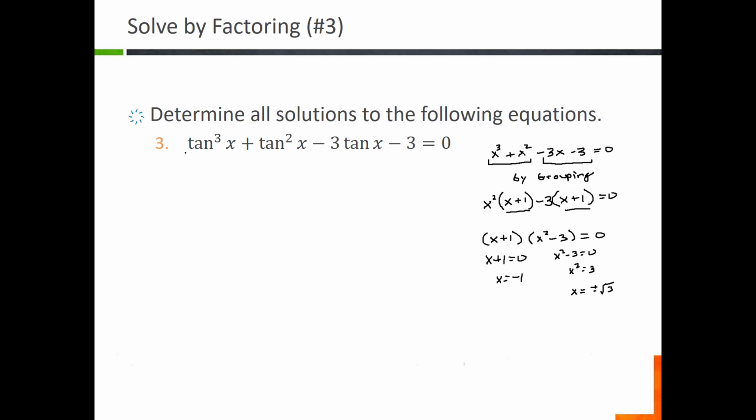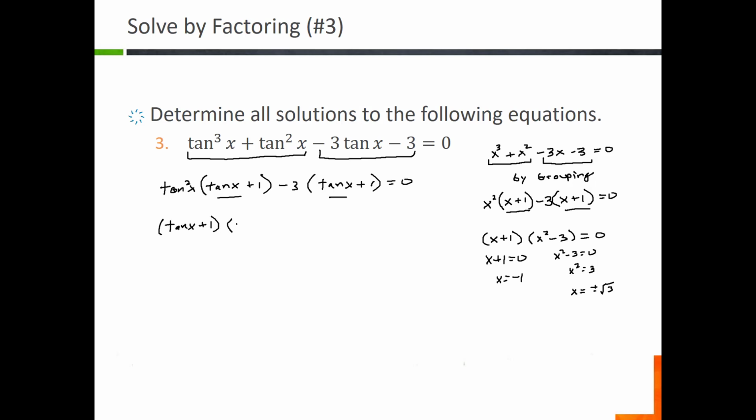So we're going to group the tangent cubed and the tangent squared, and then we're going to group the negative 3x minus the 3. So we're going to pull out a tangent squared x, which leaves a tangent x plus 1. And then we're going to pull out the minus 3, which is going to leave another tangent x plus 1, still equal to 0. Both of these terms now have a tangent x plus 1, so we're going to pull that out front. We have a tangent x plus 1 times a tangent squared x minus 3, still all equal to 0.